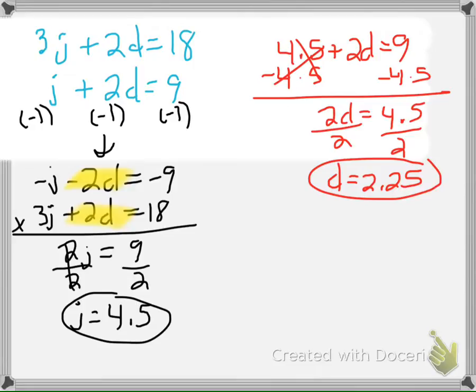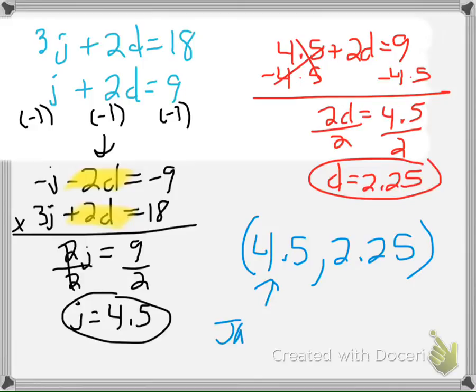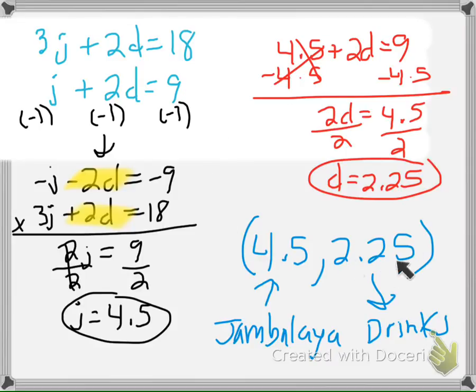So to answer for B, 1 drink costs $2.25 and 1 jambalaya costs $4.50. To write that as a coordinate point, it would look like this, where this is jambalaya and this is drinks. Okay, that's all for homework. Just make sure you show the 2 equations and all of your work on your page, and I should see the solution written as a coordinate point.